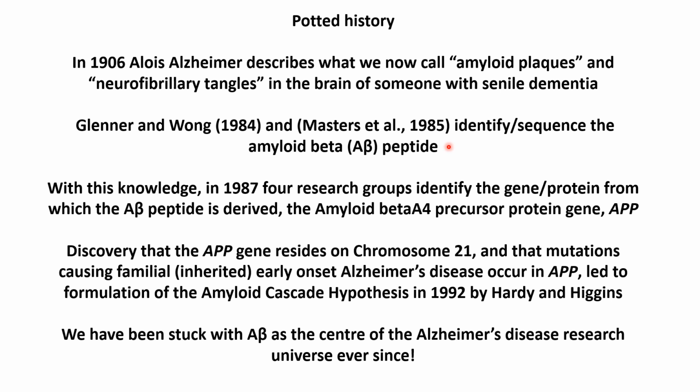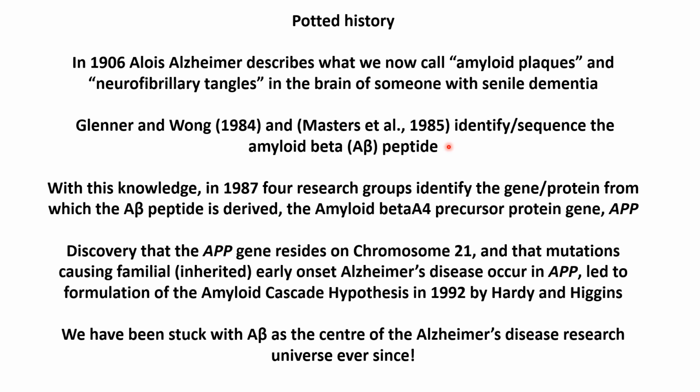Then it was discovered that the APP gene resides on chromosome 21, which made sense because people with the condition trisomy 21 tend to get early onset Alzheimer's disease. And also it was found that mutations causing familial early onset Alzheimer's disease occur in the APP gene. And this led to the formulation of the amyloid cascade hypothesis in 1992 by Hardy and Higgins.